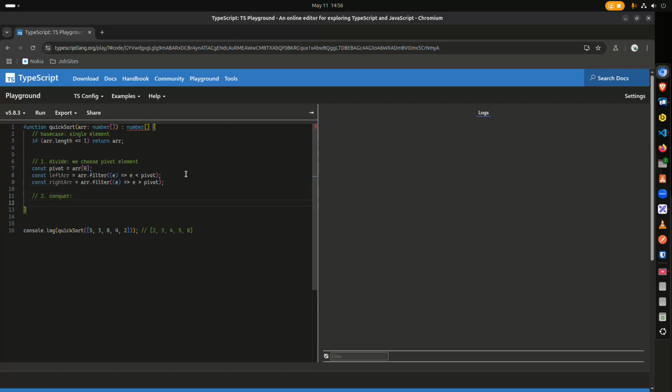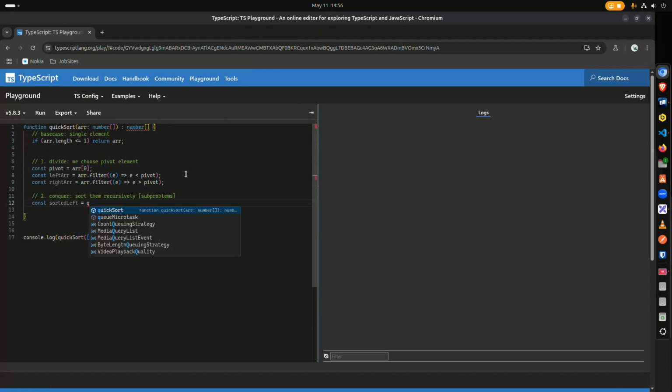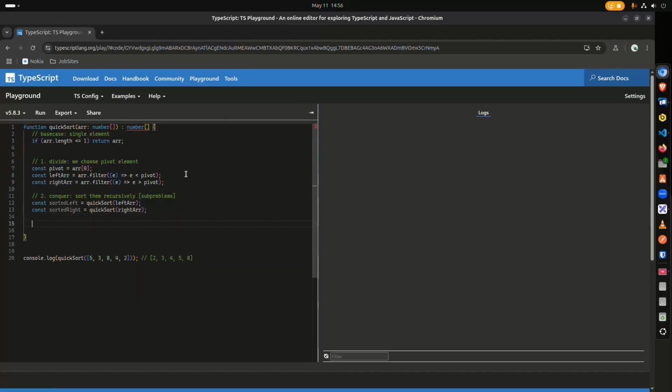So in conquer, what we do is sort them recursively, or I mean create further subproblems. So how do we do that? We can say sorted left would be quicksort. We call the same quicksort function and pass the left array. And then we also do sorted right, quicksort right array. And the last step would be the combine step.